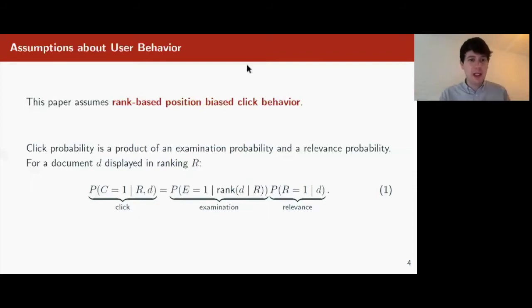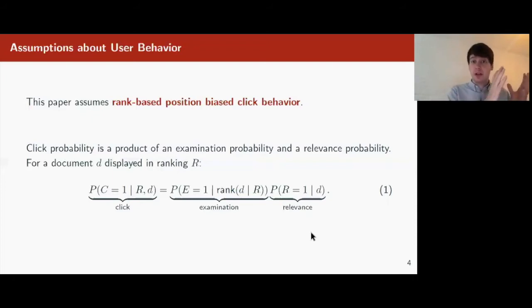To put that formally, here we have the click probability of a document D in a ranking R. So given that document D is displayed in ranking R, the probability of someone clicking on D is the probability of examination, which is conditioned on the rank of the document. Usually the higher the rank, so the closer it is to the top of the ranking, the more likely it is to be examined by the user, and the relevance, whether the user considers it relevant or not, which is conditioned on the document.